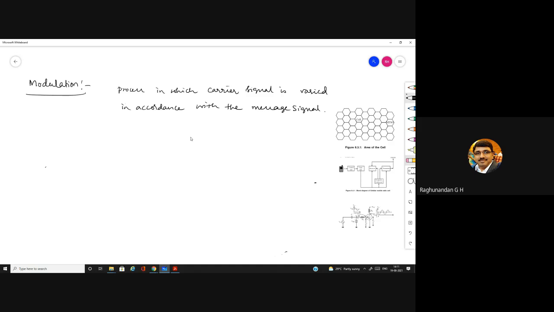In modulation, we have three types: AM, FM, PM. AM means amplitude modulation, FM means frequency modulation, and PM means phase modulation.